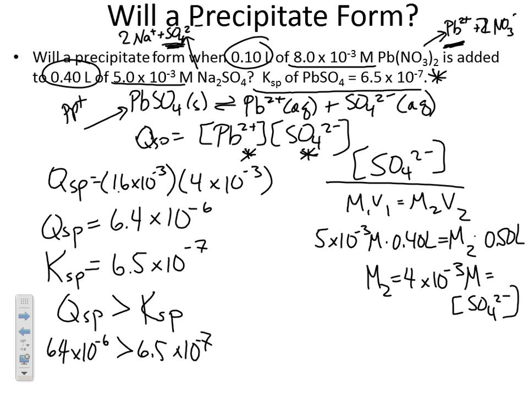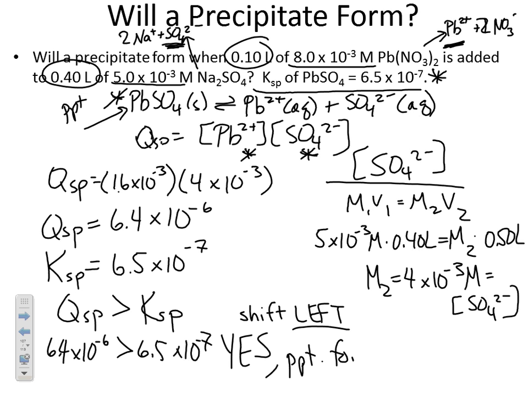So what does that mean? It means that we have too many products, right? It means that we have not enough reactants. So we're going to have to shift left in order to get to equilibrium. When we shift left in this reaction, that's the reaction that we're looking at, we're going to generate more PbSO4 solid. So yes, precipitate forms because of this shift to the left, because the lead ions and the sulfate ions are basically in too high of a concentration. They're going to have to bring their concentrations down. The only way to do that is by reacting in the reverse direction in order to generate PbSO4 solid that will pull the excess Pb2 plus and SO4 2 minus ions out of solution.